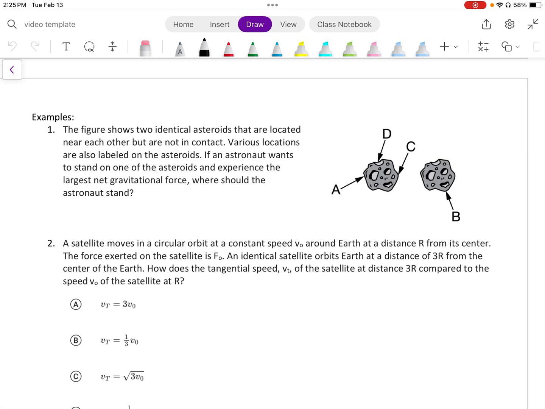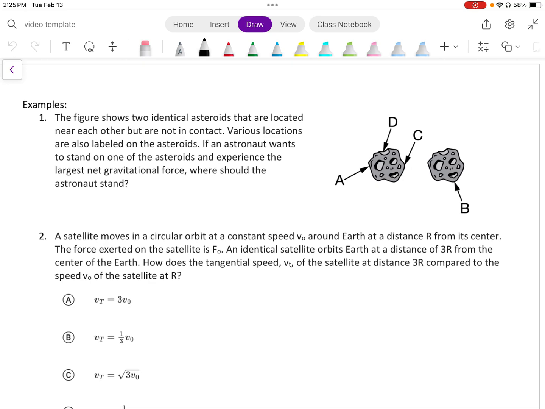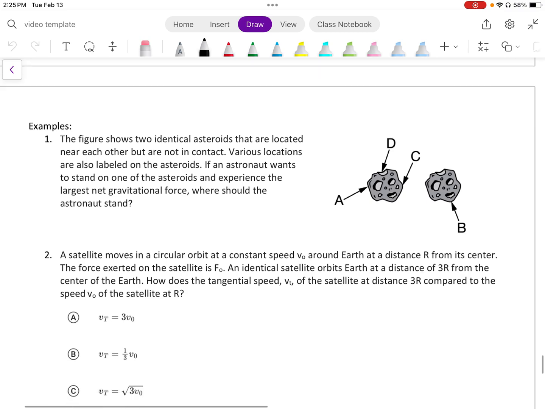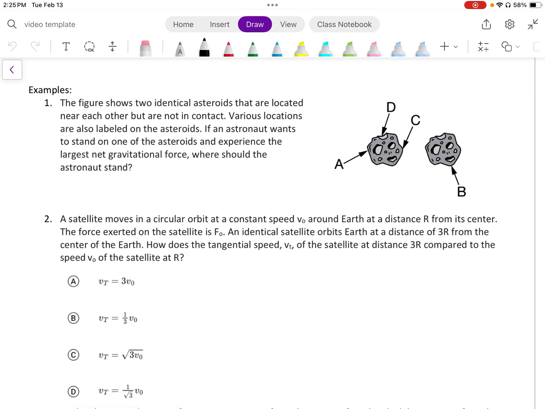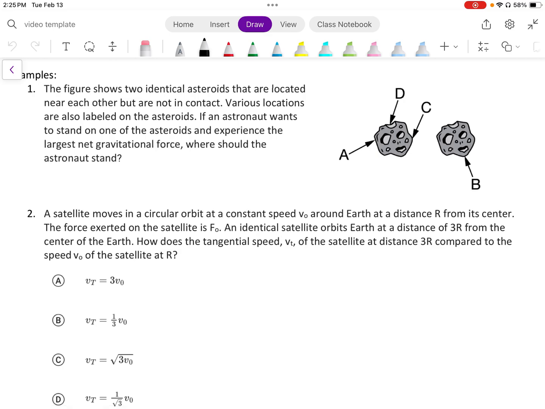This is a video from my lecture notes, specifically the examples in my note sections related to gravitation. We had just finished our lecture on gravitation, the universal law of gravitation. And these are four examples of how to use that knowledge that we just gained.